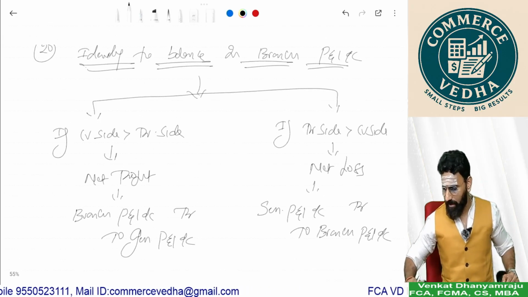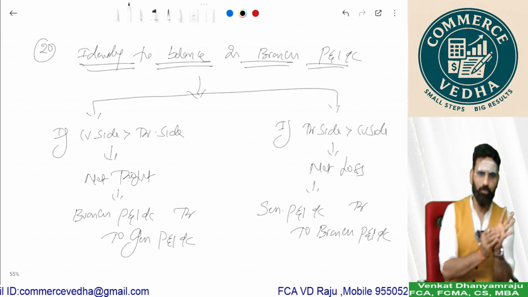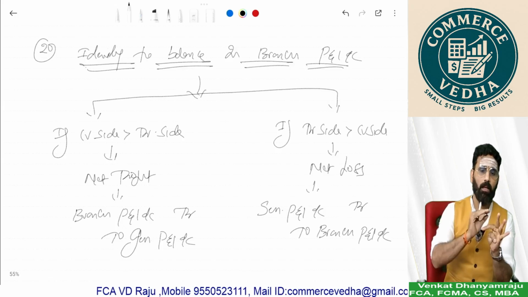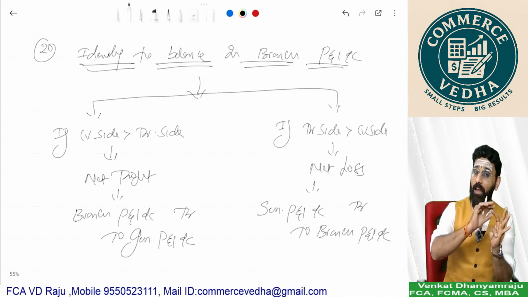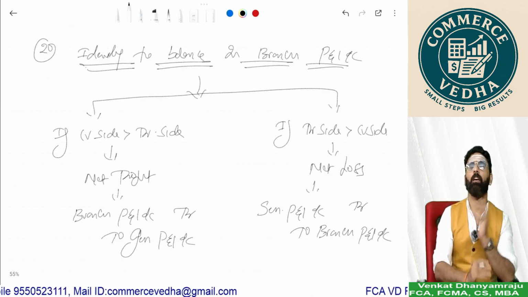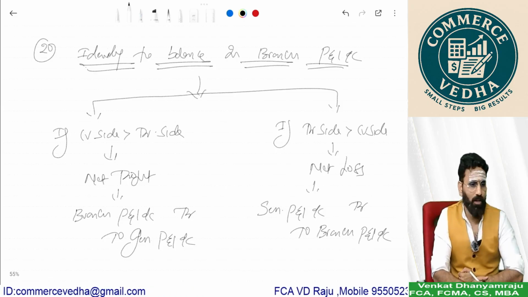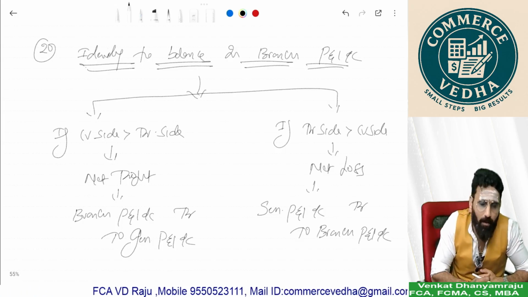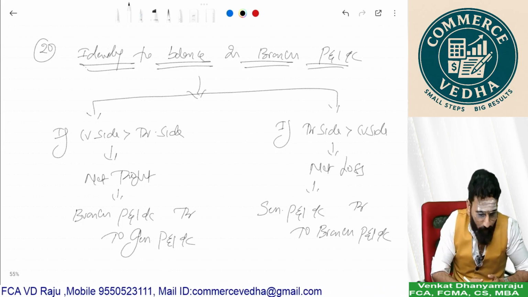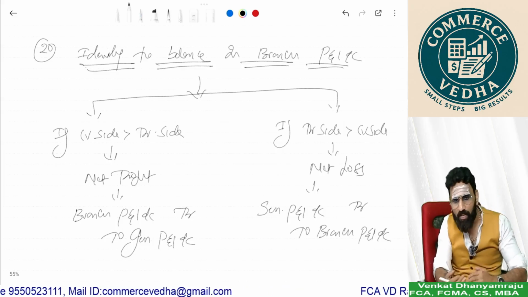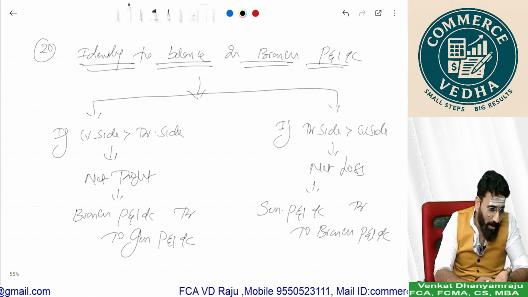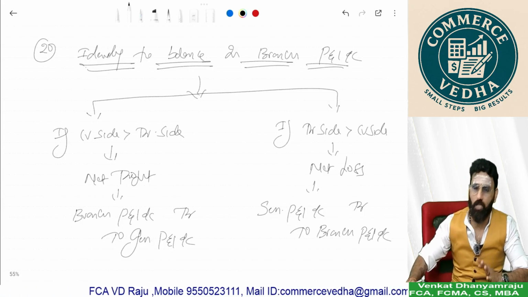and again repeating, after transferring the expense to P&L and after transferring the adjustment to P&L, we should close the P&L account, and the P&L account is either having a credit balance or having a debit balance. If it is credit balance, profit. So branch P&L to general P&L. If it is debit balance, loss. Then general P&L to branch P&L. With this, branch P&L is also closed.